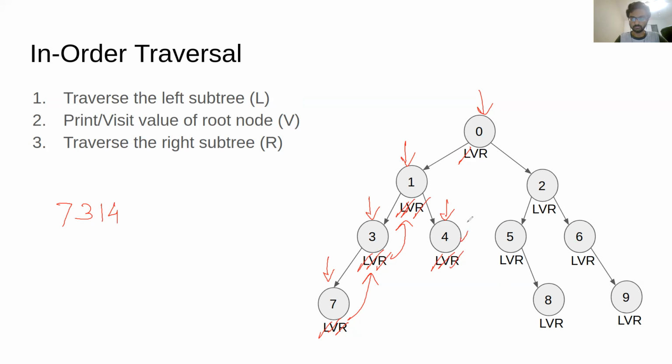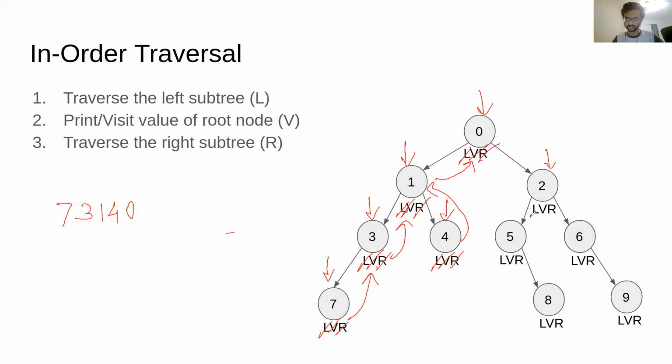Do we have a right subtree of 4? No. So we go back to 1, the parent of 4. We check here that LVR is complete. So we go back to the parent of 1, which is 0. We have V left here. So we visit 0, and the output is 0. So now we check for R, do we have a right subtree? Yes. So we are on 2 now.